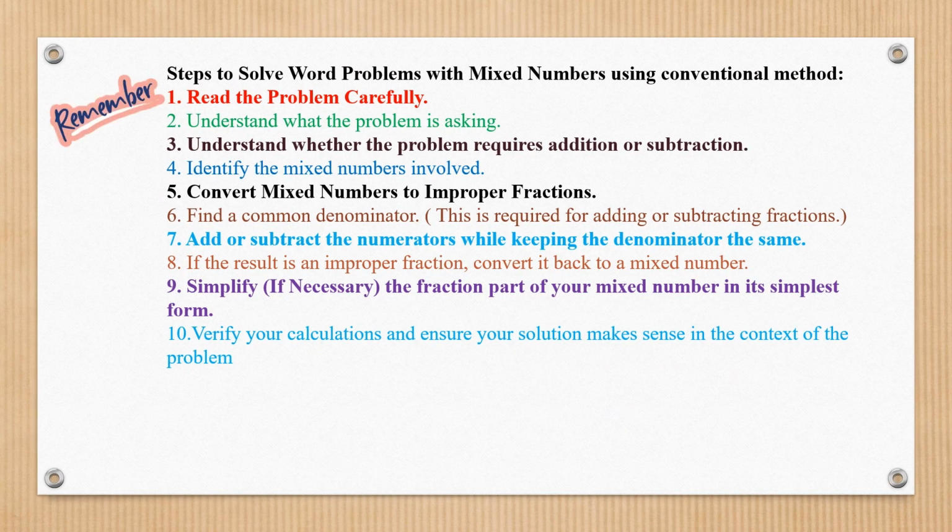Here are some steps to solve word problems with mixed numbers using the conventional method. Read the problem carefully. Understand whether the problem requires addition or subtraction. Convert mixed numbers to improper fractions. Add or subtract the numerators while keeping the denominator the same. If the result is an improper fraction, convert it back to a mixed number. And if required, simplify the fraction part of your mixed number to its simplest form. And last, you can verify your calculations.